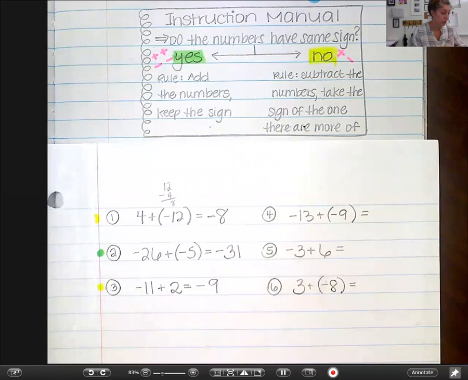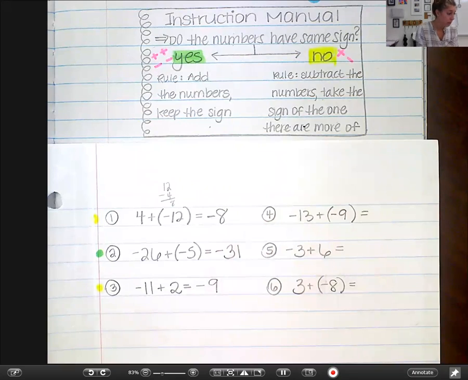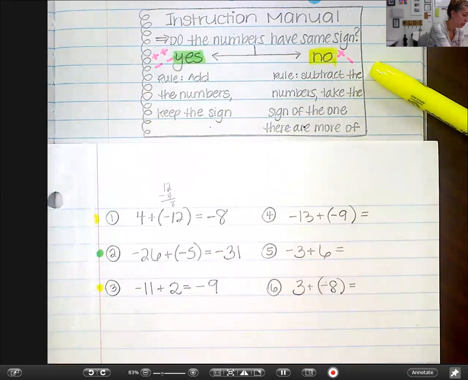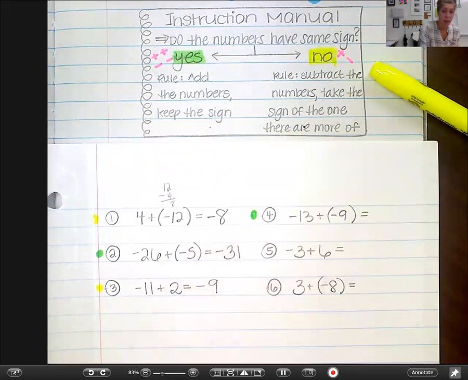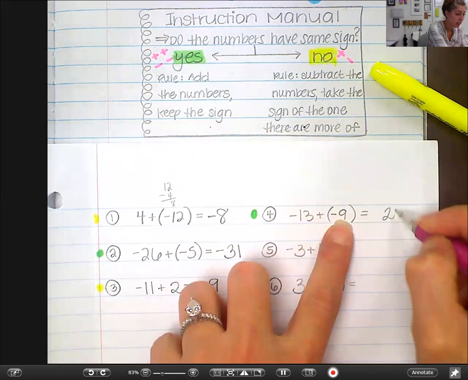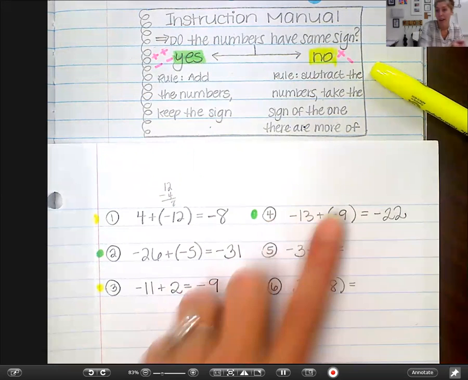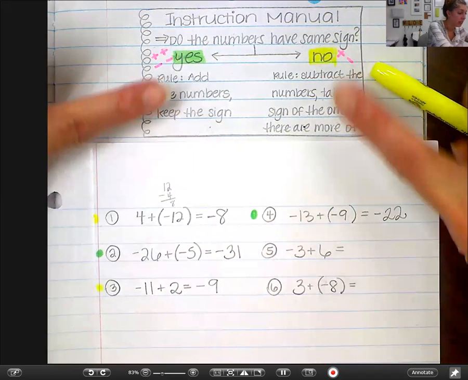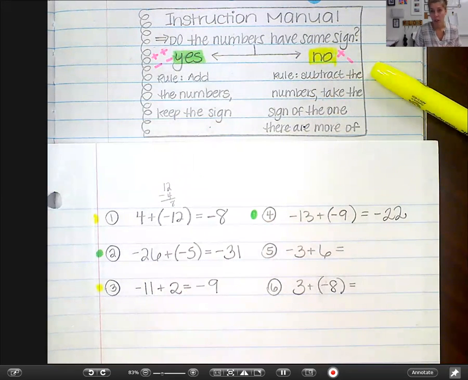All right, let's keep going. Number 4. Do they have the same sign? Yes, they do. And what do we do when the signs are the same? Add the numbers, keep the sign. So I'm going to add 13 and 9. And I'm going to keep the negative sign. All right, next one. Do they have the same sign? Yes or no? No, they do not.